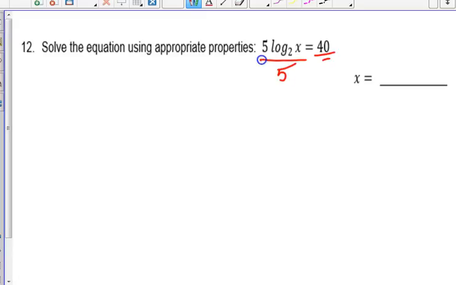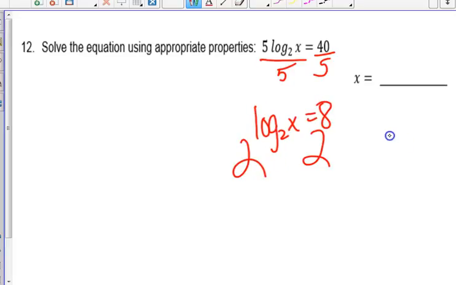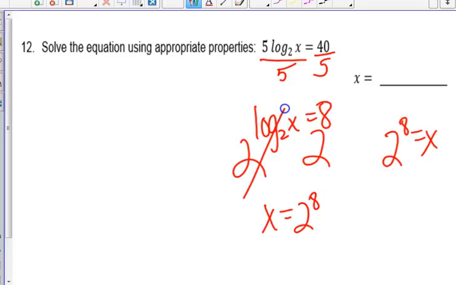Properties would be to divide first, and then to exponentiate, or to rewrite this as 2 to the 8th equals x. So then the answer is 2 to the 8th power, which is 256.